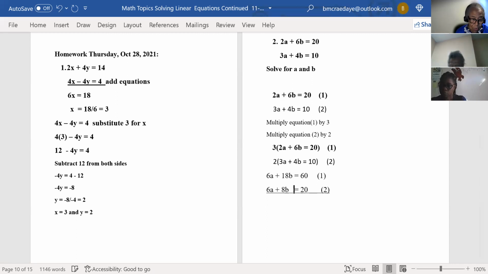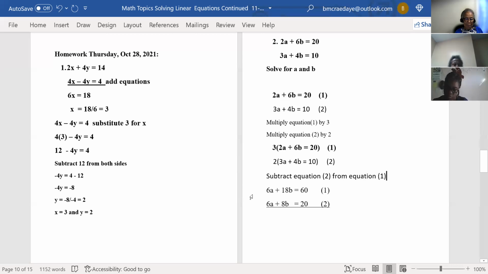Move this over so it's lined up. What's 6a minus 6a? 6a minus 6a is 0. That's right. So let me just put here, subtract equation 2 from equation 1. All right. So 6a minus 6a is 0.